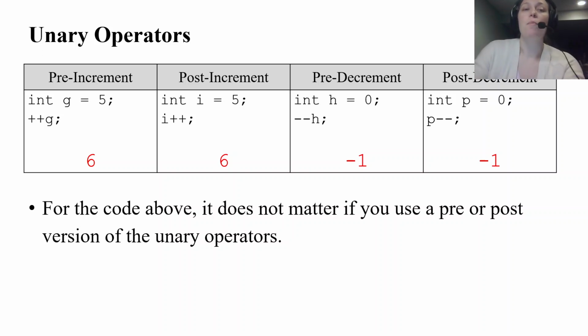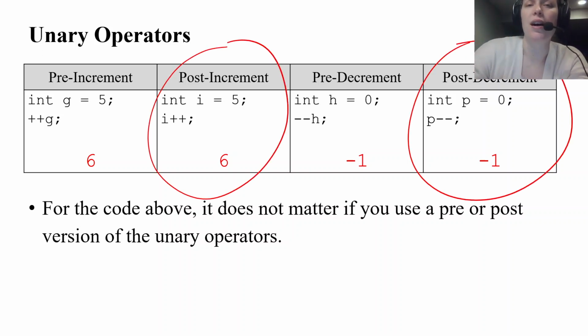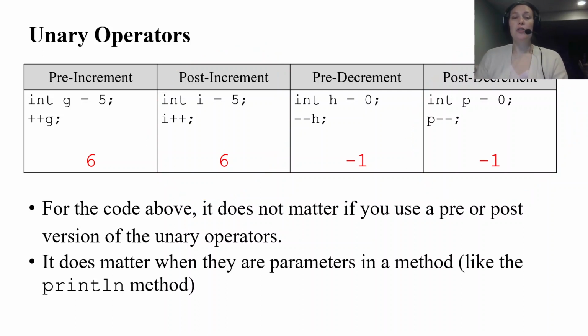Most of the time, you'll see code written with the post. It's just habit, I guess. There'll be occasionally you can write it with the pre, but most of the time you'll see it with the post. That's just how it is. The only time it matters is when they are in parameters in a method. And we haven't talked about parameters and we haven't talked about methods yet, so you might be a little lost there. The only one we have talked about, and I'll show you an example of, is the print line method.